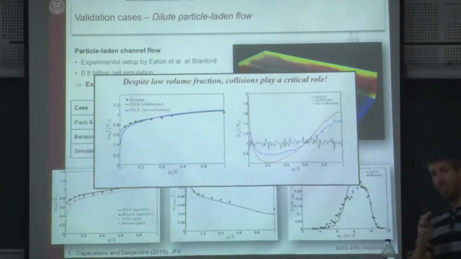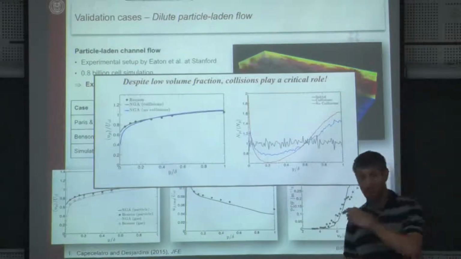So without collisions, we have lots of particles stuck against, well, stuck, not really, they still move, but slowly. Lots of particles against the wall, and overall, the particles are moving slower than what's observed in the experiments. So people have, in fact, run simulation without collisions of this problem before, and they found the same thing.